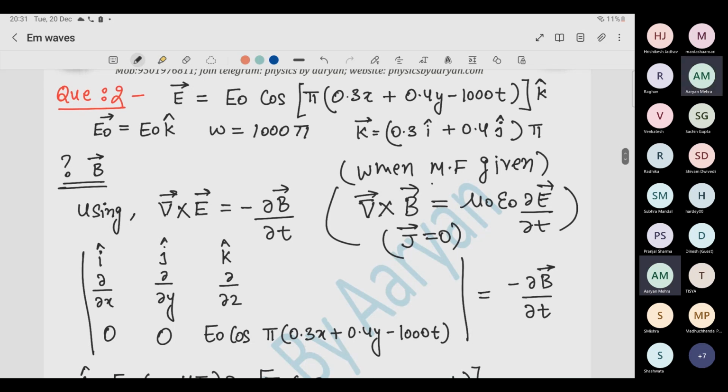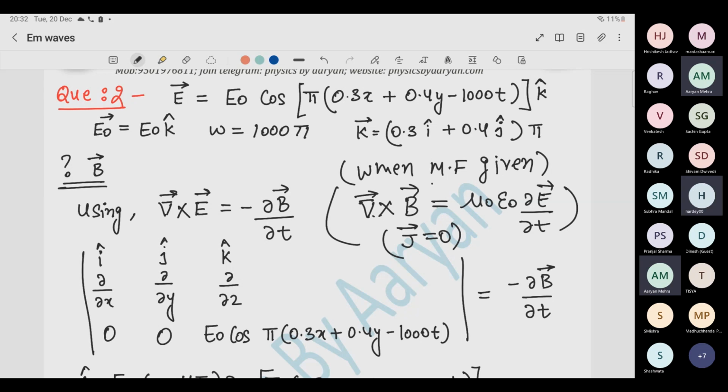There should be a logic behind everything. Why can't we use this equation when the electric field is given and we need to find the magnetic field? Any idea, anyone? Sir, because for the electric field only tangential components are continuous. You don't have to go into that much detail.